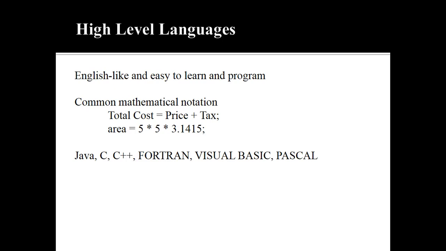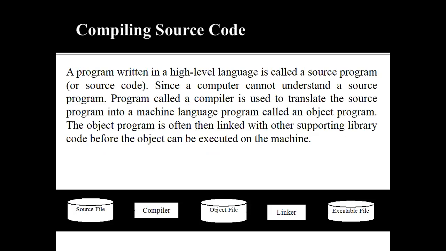Suppose we have a common example: total cost is equal to price plus tax. This is like a code. We can use different types of languages for this. However, these languages, with the help of different assemblers and translators, are changed into machine language, and then the computer can read it. Compiling source: here we have a source file.